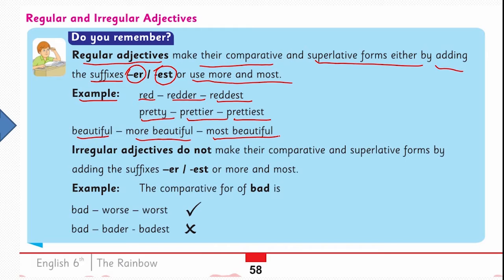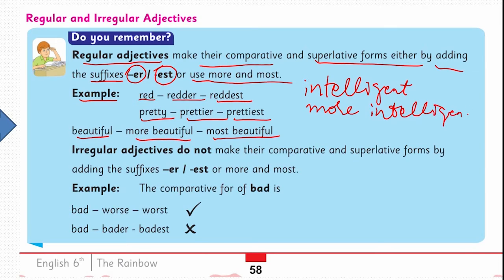Let me give you another example too. Intelligent, more intelligent and most intelligent. This is the positive degree, this is the comparative degree, and this one is the superlative degree.